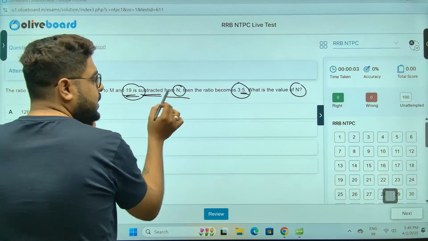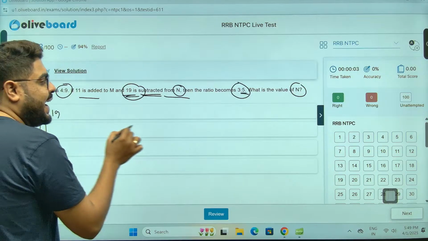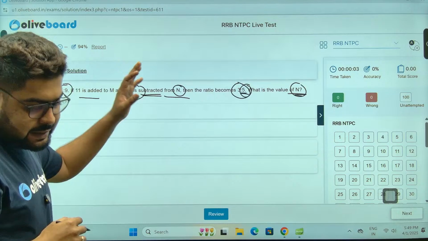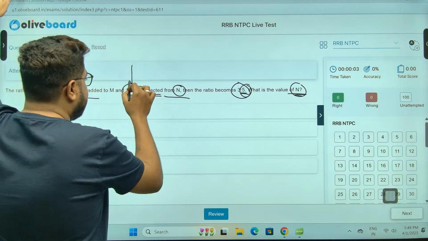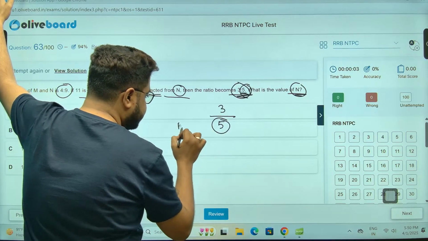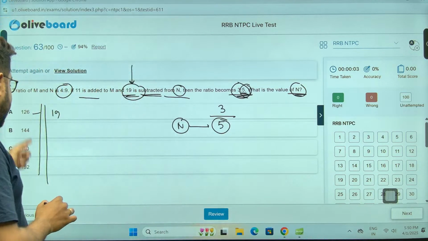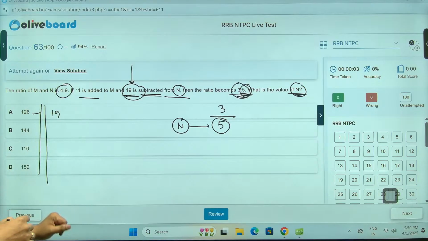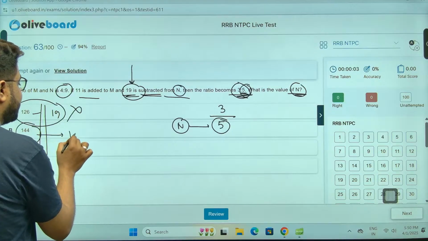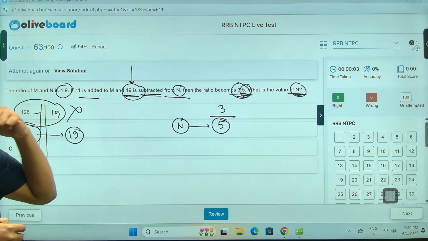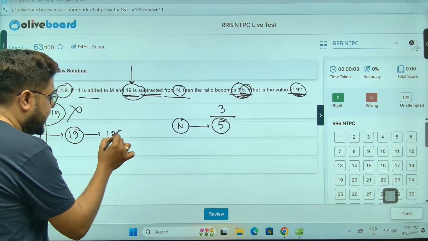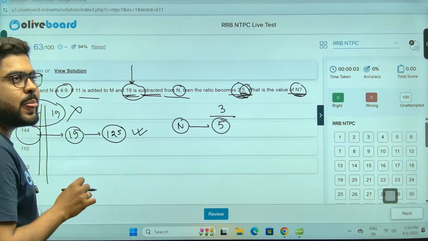So meaning, if I subtract 19, it should be divisible by 5, right, sir? You see, I won't do the question. Logical shortcuts. 19 subtracted from N, the ratio becomes 3/5. So these are all values of N. If I subtract 19, it should be divisible by 5. Sir, it is not. 144 minus 20 is 124, minus 19 is 125. That is divisible by 5. Yes, divisible by 5.